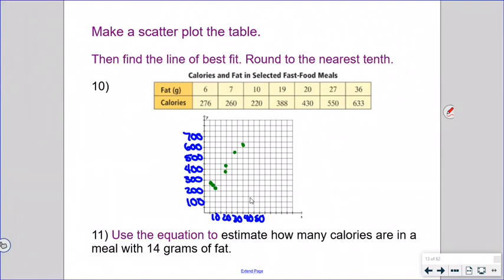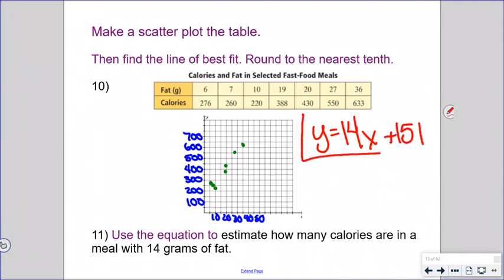All right. You're going to have to round again. Your line of best fit is y equals 14x plus 151. If your rounding's not exactly the same, it's not the end of the world. You're not looking for perfection, you're just looking for accuracy. This is where I rounded it.